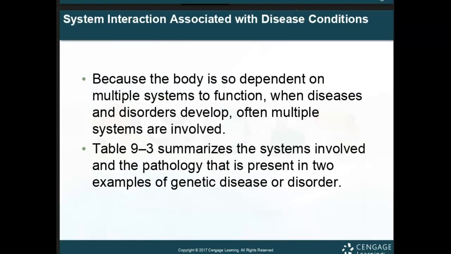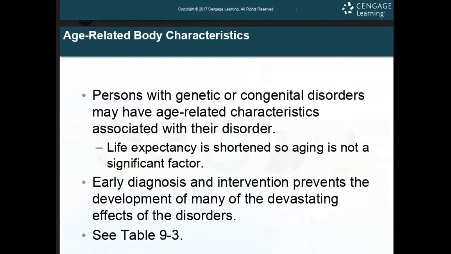So because the body is so dependent on multiple systems to function, when diseases and disorders develop, often multiple systems are involved. In your textbook, Table 9-3 summarizes the systems involved and the pathology that is present in 2 examples of the genetic disease or disorder.